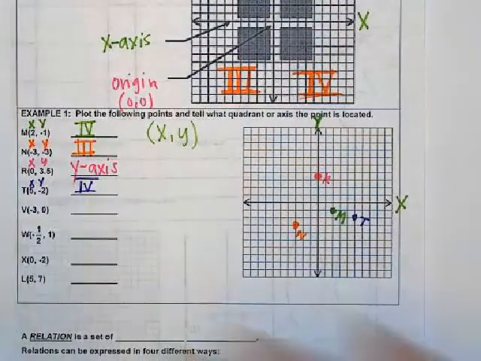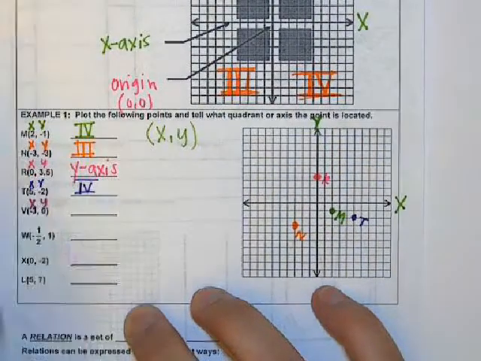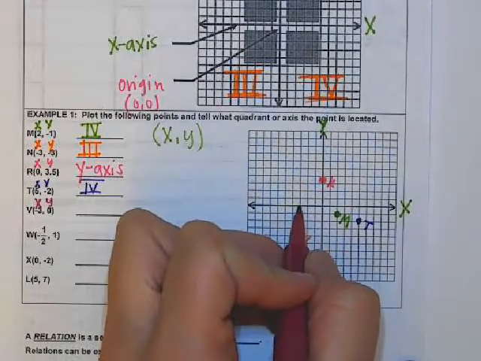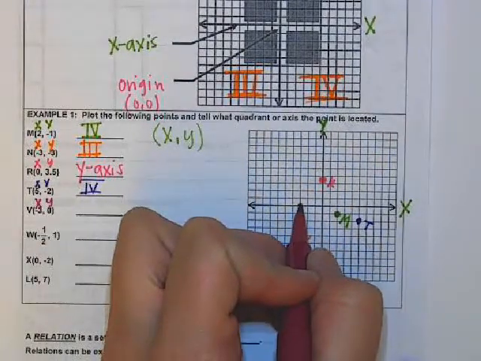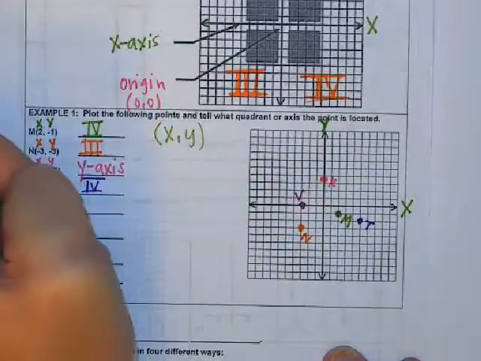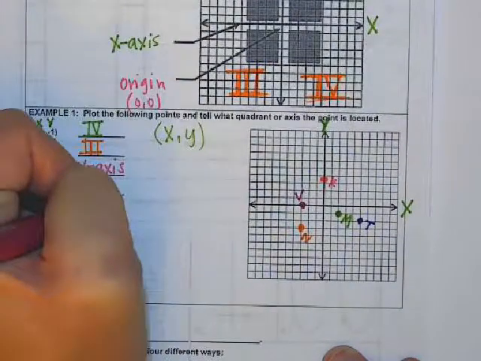Next is V. X, Y. My X is negative 3, so I'm going to go backwards. 1, 2, 3. My Y is 0, so am I going to move? No. So it's going to be on the x-axis. And this is V, and it is on the x-axis.